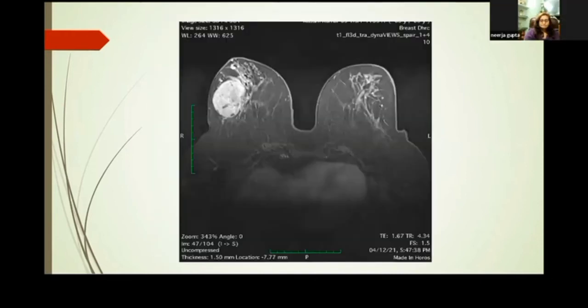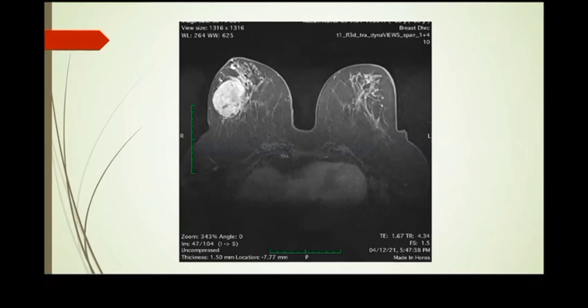Can I have the next slide? So these are the post-contrast images. Here we see a very well-enhancing mass, with areas of cystic changes within. There are non-enhancing areas. Again, a well-enhancing mass with cystic areas and microlobulations. And the kinetic curve was a type 2 kinetic curve, which for us means indeterminate, borderline suspicion for malignancy. So in our radiology MRI report, we gave this as a BI-RADS 4B lesion with a suspicion for malignancy.